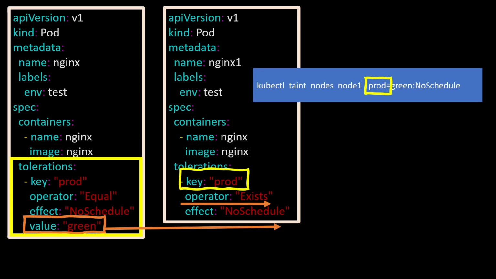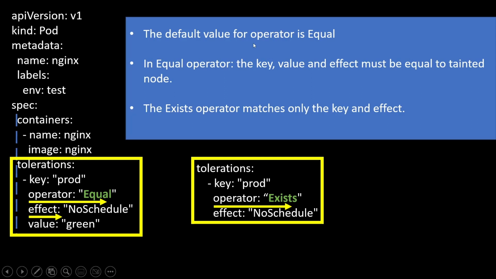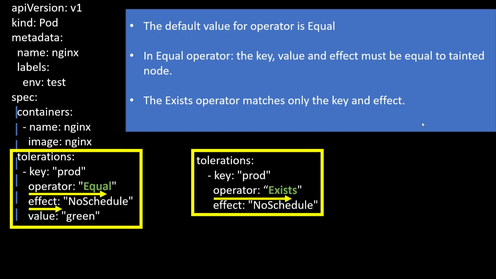Let's move further. The default value for operator is Equal. It means that if we do not define the operator line here, then the Kubernetes scheduler will take the operator value as Equal. In the Equal operator, the key, value and effect must be equal to the tainted node. And if we use the Exists operator, it matches only the key and effect. I will show you in the lab section, don't worry.